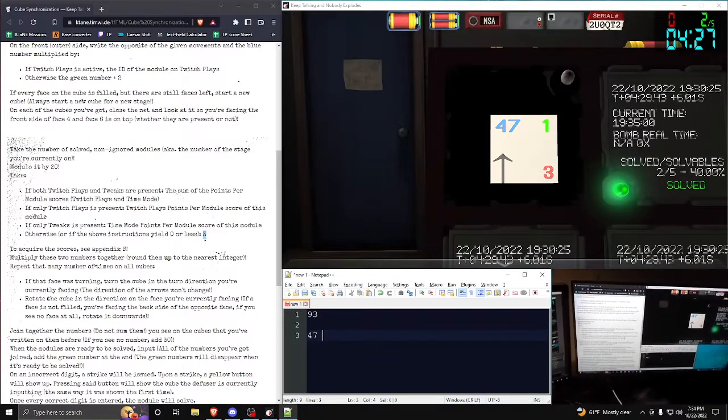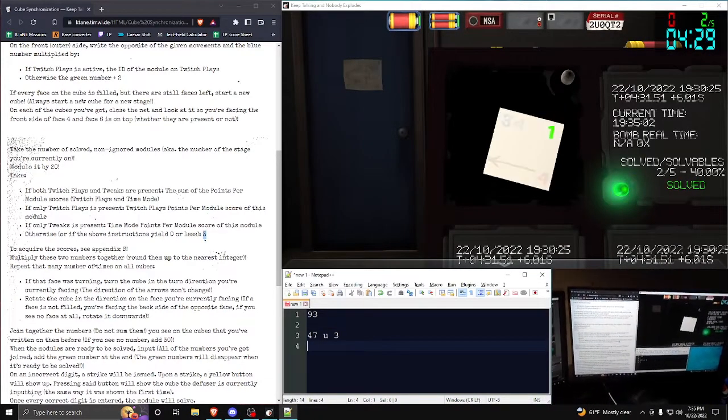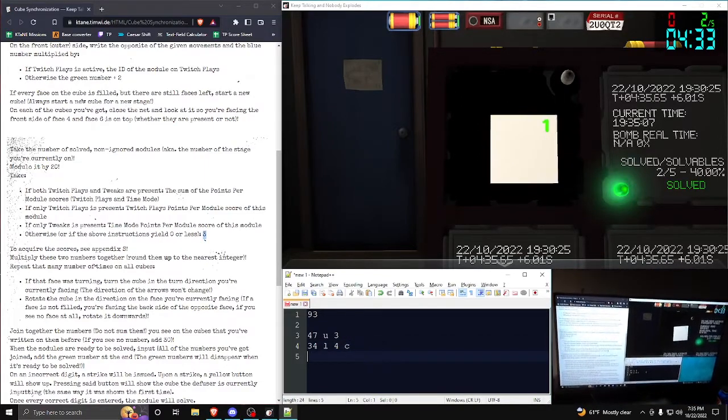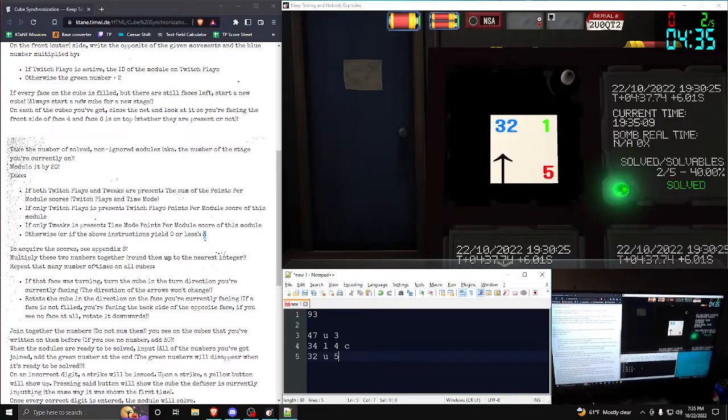47 up 3. 34 left 4 and clockwise. 32 up and 5.